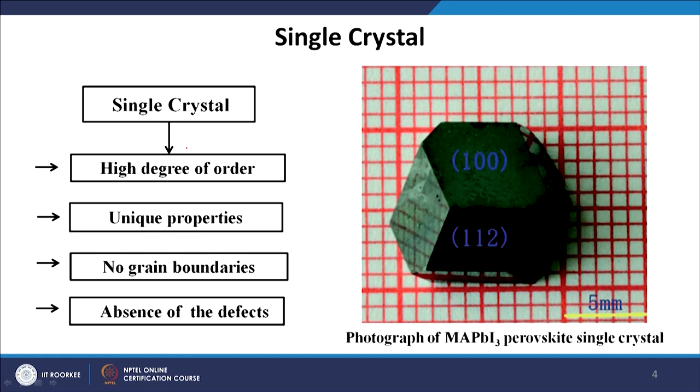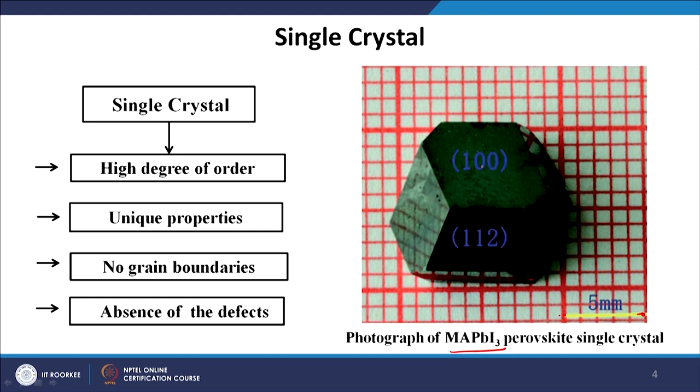We can fabricate the perovskite single crystal starting with our common perovskite source, MAPbI3. This figure is an example of a perovskite single crystal made from MAPbI3, and we have put it on graph paper to show you the dimensions of the crystal. You can see that this scale bar, this yellow line from here to here, is 5 millimeter, and this crystal is quite large, almost 8 millimeter along the length. These faces are the 100 face or 112 face, which are Miller indices of the crystal structure.